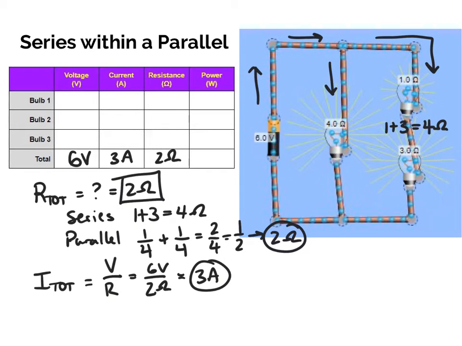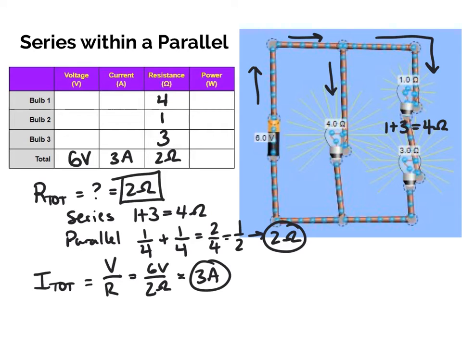And now what we should be able to do is figure out the rest. So what we're going to do now is we're going to analyze the bulbs. We're going to look at the voltage, current, and resistance for the bulbs. The one thing I do know is the resistance already. Let's say that bulb 1 is our first one. That's 4 ohms. We have bulb 2, which is 1 ohm, and then bulb 3, which is 3 ohms. Okay, so I do know the resistance of each of them.